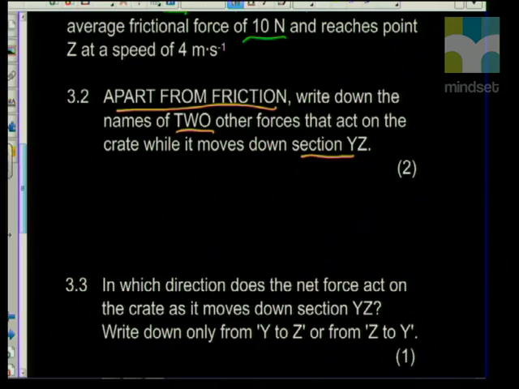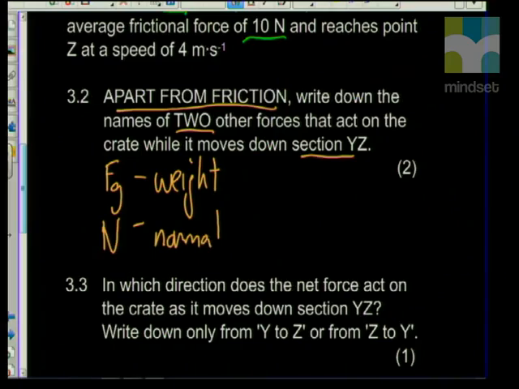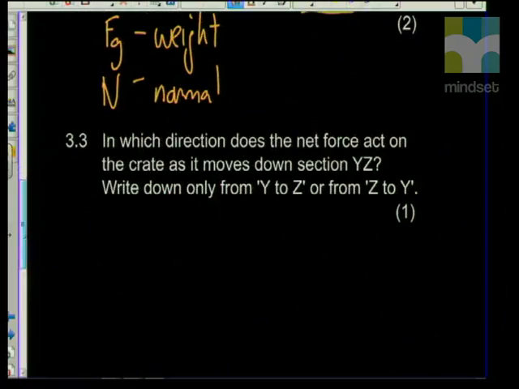So we would say the force Fg is the weight of the object, and N is the normal force, the force of the surface pushing up on the crate. Now, in which direction does the net force act on the crate as it moves down the section YZ? Write down only Y to Z or Z to Y.